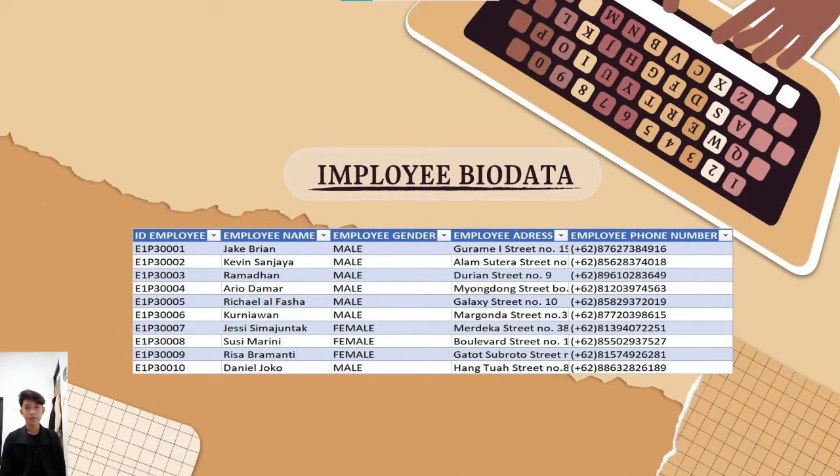Okay, next I will explain about employee biodata. In employee biodata, there are ID employee, employee name, employee gender, employee address, and employee phone number. There is nothing special in there. For the employee gender, we just use male or female.